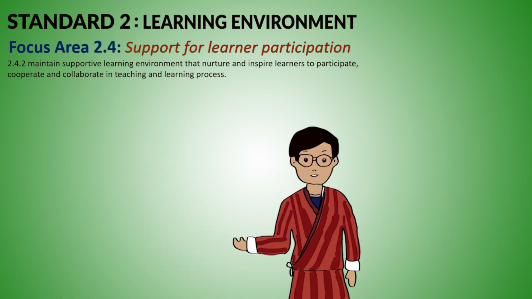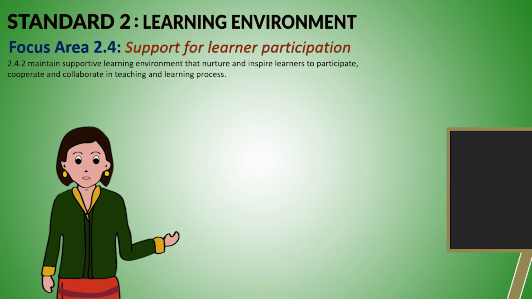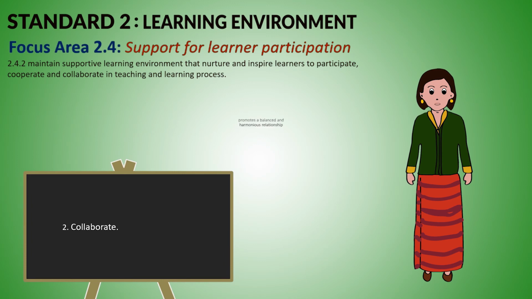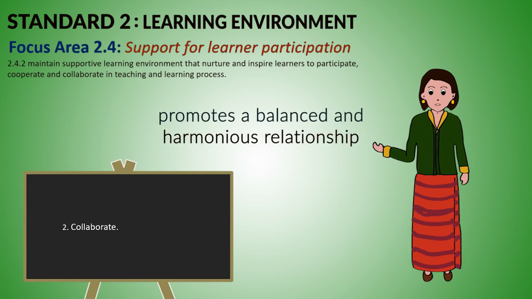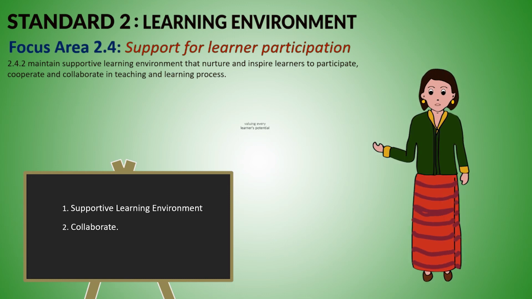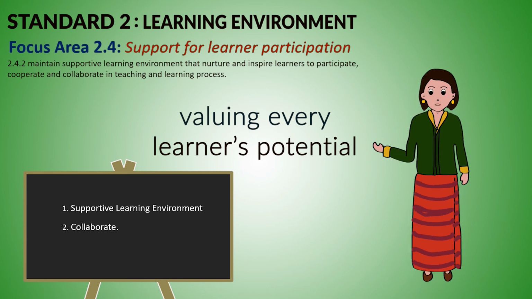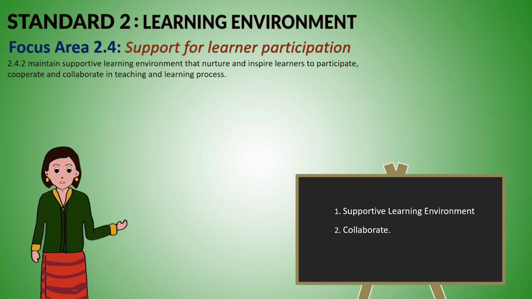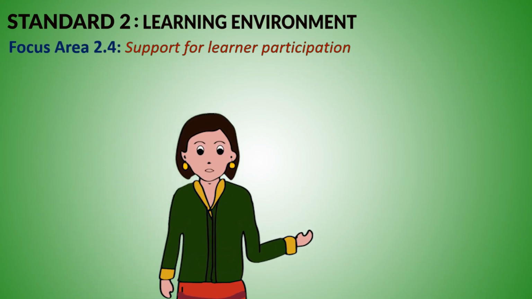What are the key concepts in this indicator? The key concepts are: number 1, supportive learning environment; number 2, collaborate. To further elaborate each key concept, supportive learning environment refers to any learning space, physical condition, or social condition that promotes a balanced and harmonious relationship among learners, where the teacher facilitates delivery of instruction and learning tasks through valuing every learner's potential in a classroom free of distraction or interruption. Collaborate refers to working with one or more colleagues to achieve a common goal. This brings us to the end of focus area support for learner participation.